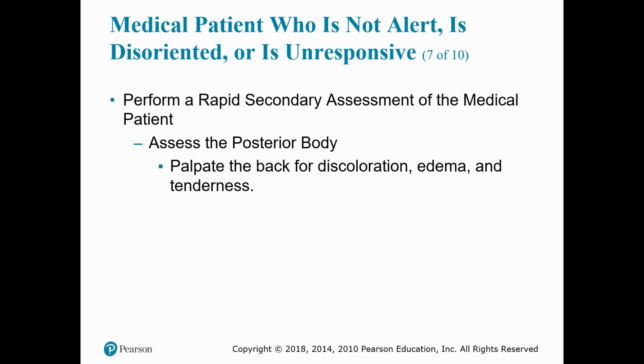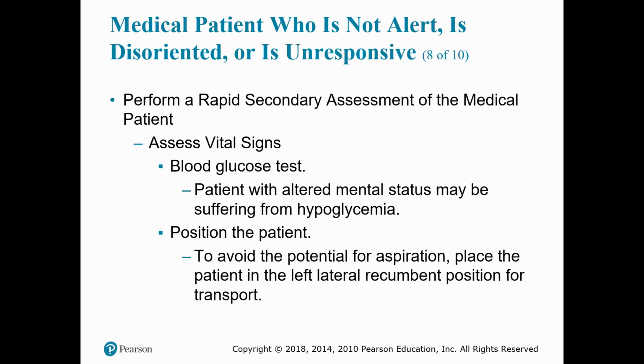Of course, with these patients, we want to assess their vital signs, do a blood glucose test for patients with altered mental status. It could be something simple to fix, such as hypoglycemia. Make sure the patient's positioned appropriately to avoid the potential for aspiration. We want to place the patient in a left lateral recumbent position for transport if they're not alert or disoriented or unresponsive.